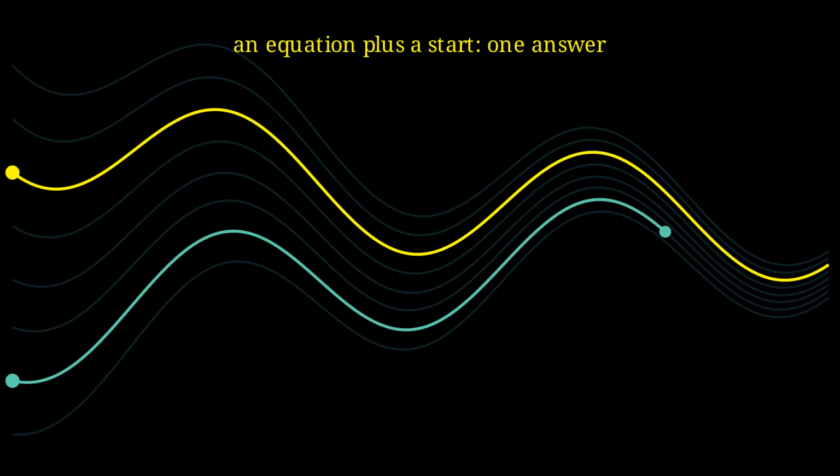Euler and Runge-Kutta never asked for the whole family. They asked, where am I now? The initial condition is the answer. It is the first foothold, and every step climbs forward from it. Pin a different start, and the same machinery walks a different curve. The rule of change, plus one fact about one moment, determines the entire future of the path.